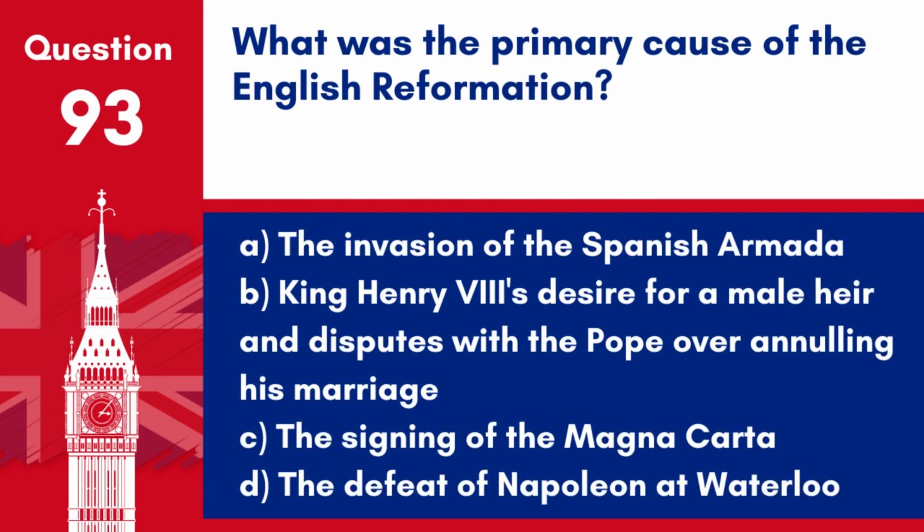Question 93. What was the primary cause of the English Reformation? A. The invasion of the Spanish Armada. B. King Henry VIII's desire for a male heir and disputes with the Pope over annulling his marriage. C. The signing of the Magna Carta. D. The defeat of Napoleon at Waterloo.